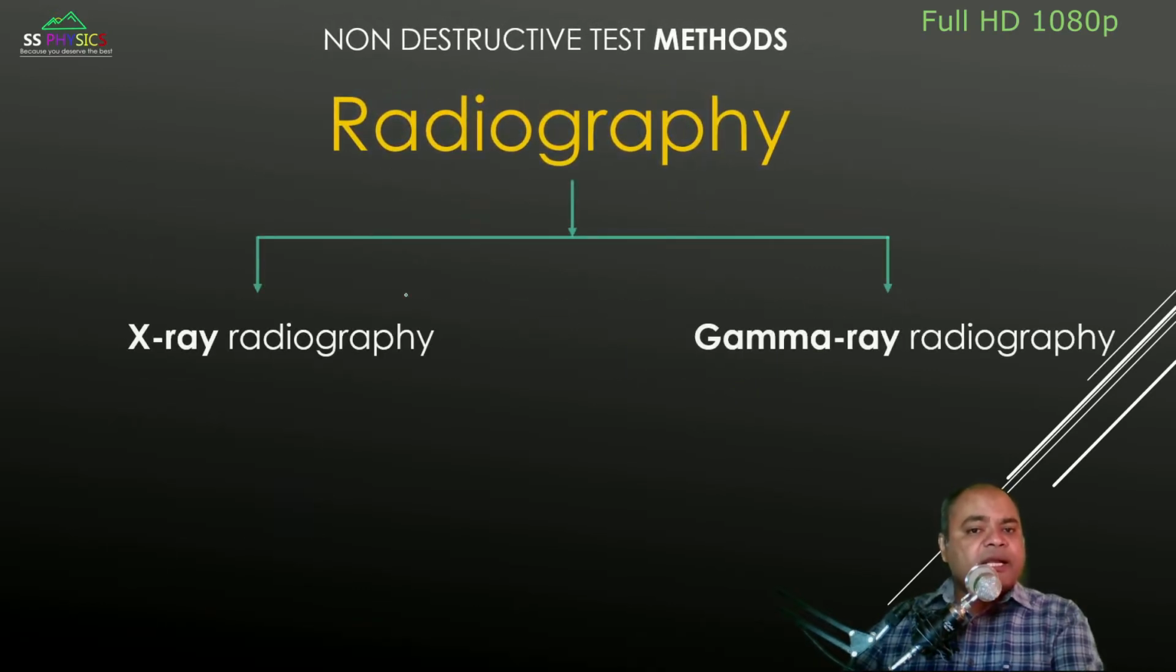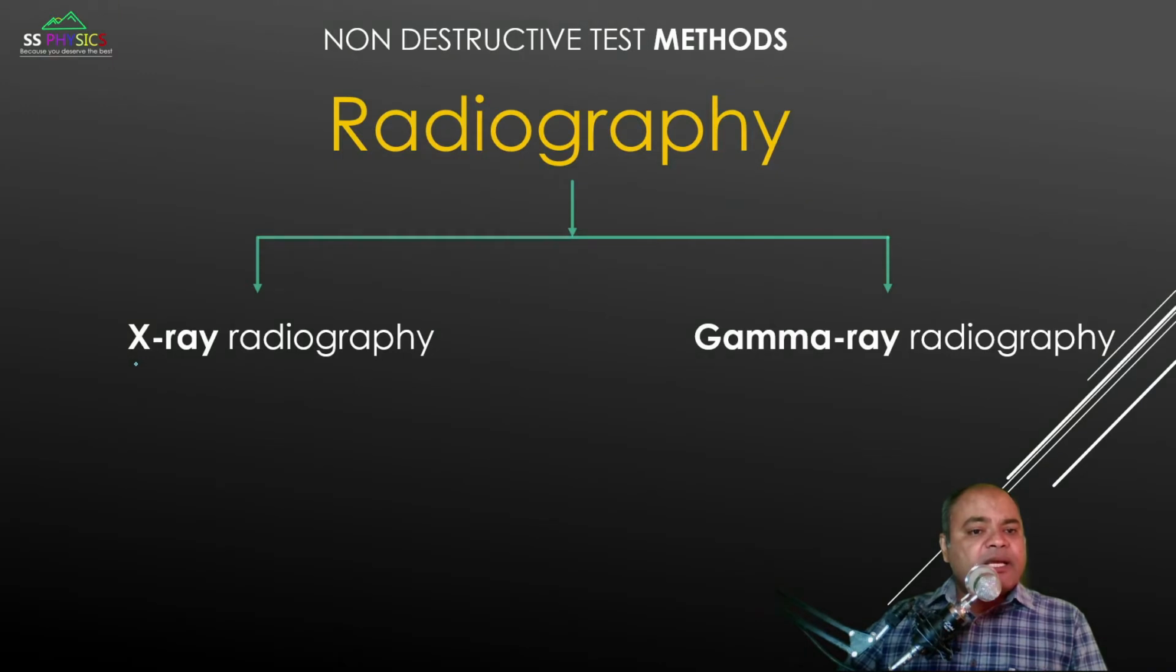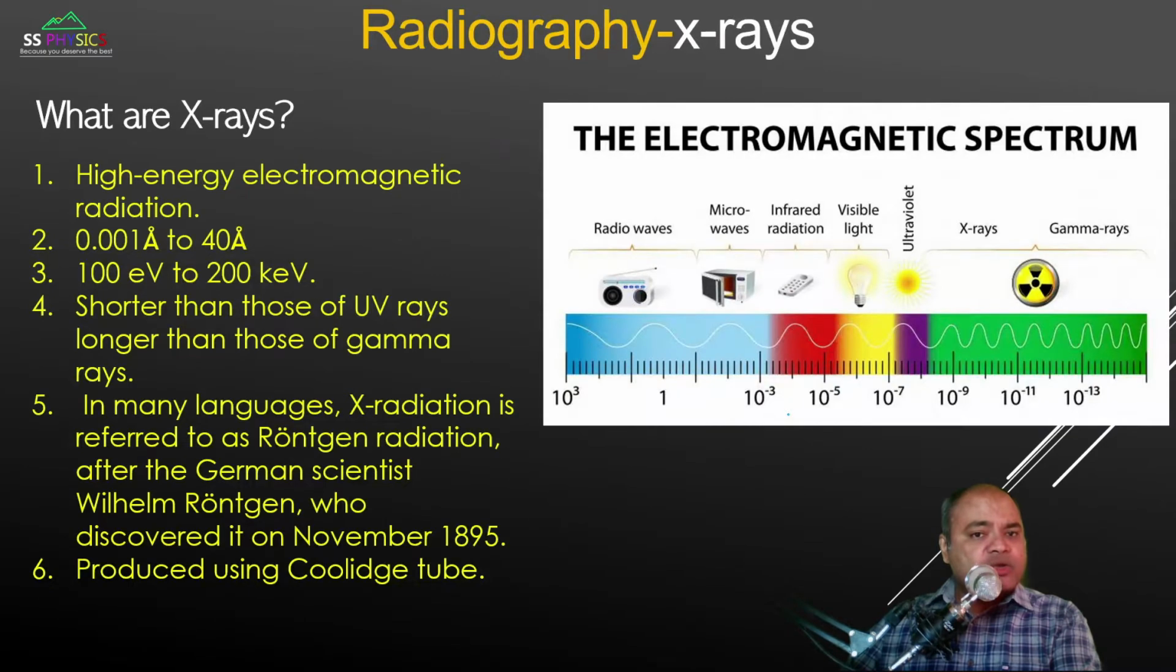Radiography can be divided into two types: X-ray radiography and gamma ray radiography. First, we will understand in short what X-rays and gamma rays are. X-rays are part of the electromagnetic spectrum, as you can see in this photo. There are different waves shown in the electromagnetic spectrum like radio waves, microwaves, infrared radiation, visible light, ultraviolet, X-ray and gamma ray.